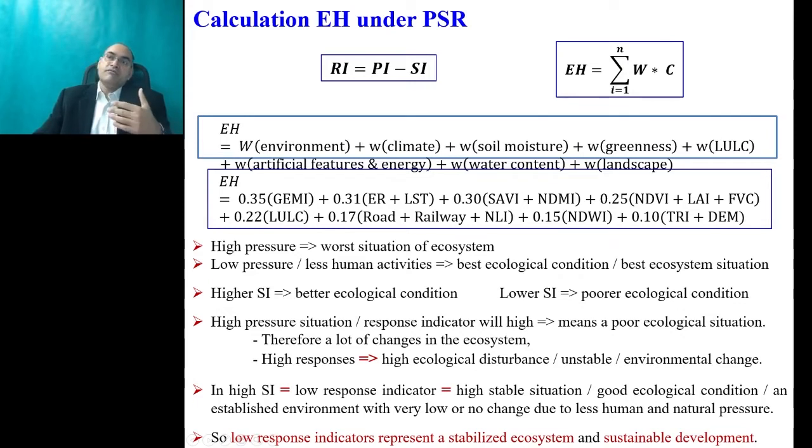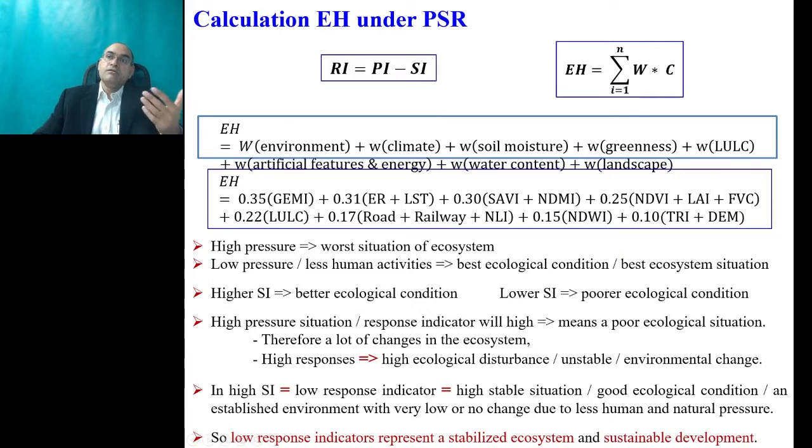Here we have some relationships between the pressure, state and response indicators. When we subtract the state indicator from the pressure indicators, we get the response indicator. If the pressure indicator is high, then high ecological disturbance is present. There is instability and a lot of changes in the environment, and that is the worst situation. It means pressure must be reduced.